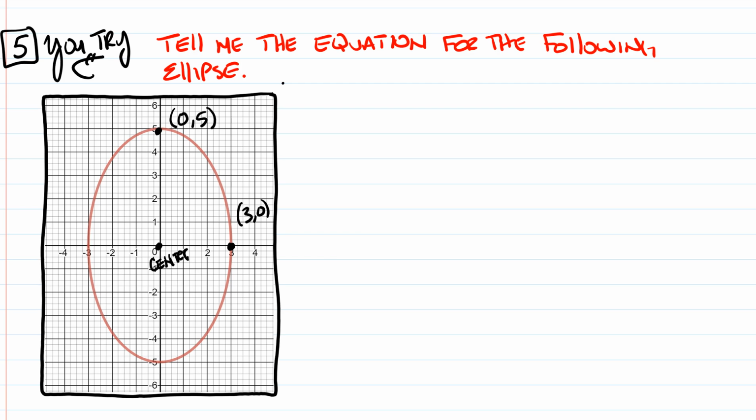Okay, box number 5. This is going to be a you try. I want you to tell me the equation for the following ellipse. So take a look at it, okay? Is this an up-down ellipse, or is this a left-right ellipse? Try and figure out the values of A and B and plug them in.